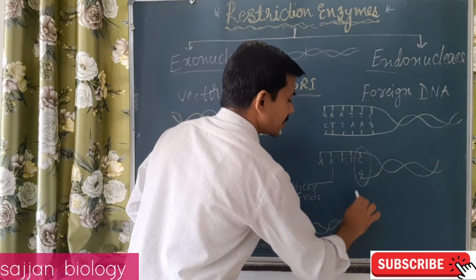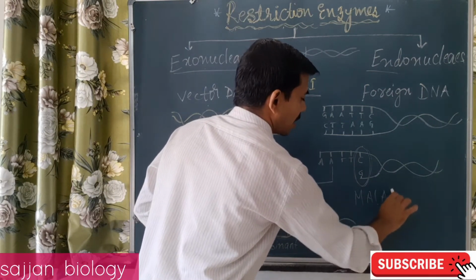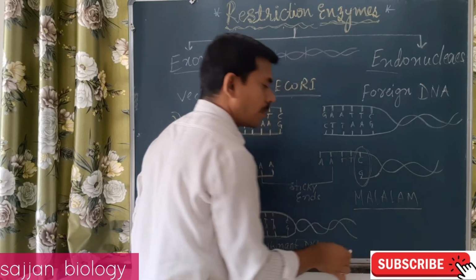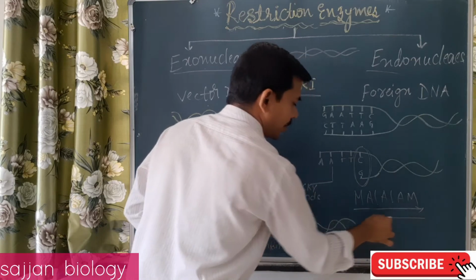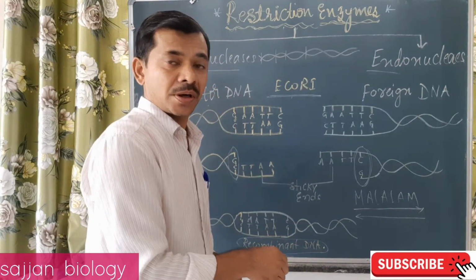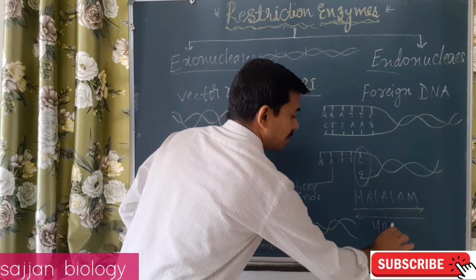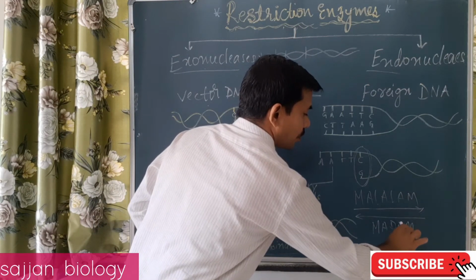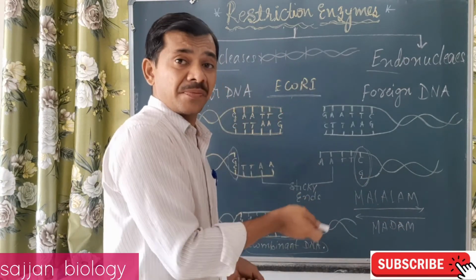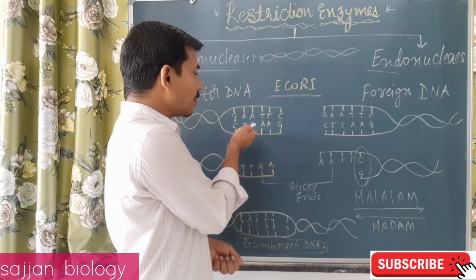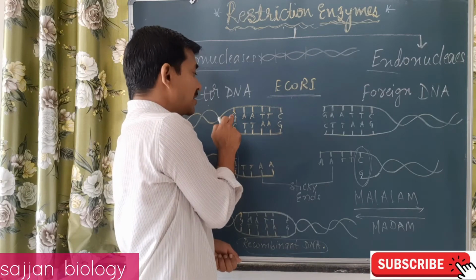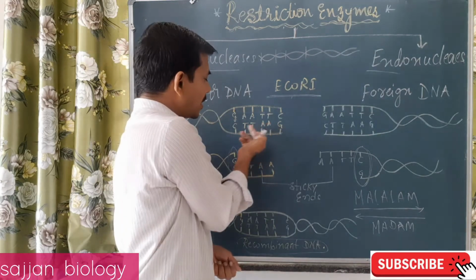There are many examples given in the textbook to understand this, like Malayalam. When you read it forward or backward, it gives the same word. You can give many examples like that, such as madam, M-A-D-A-M. A particular example belonging to restriction enzymes is EcoRI, which cuts the DNA at GAATTC.